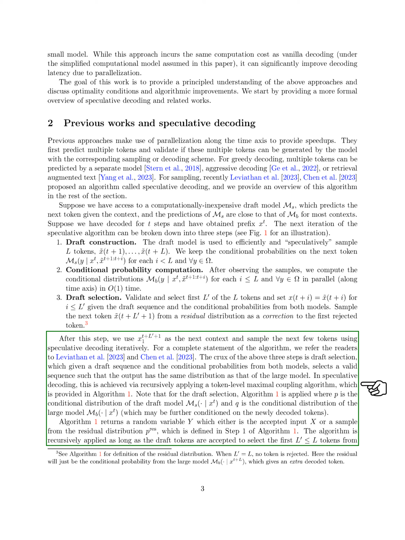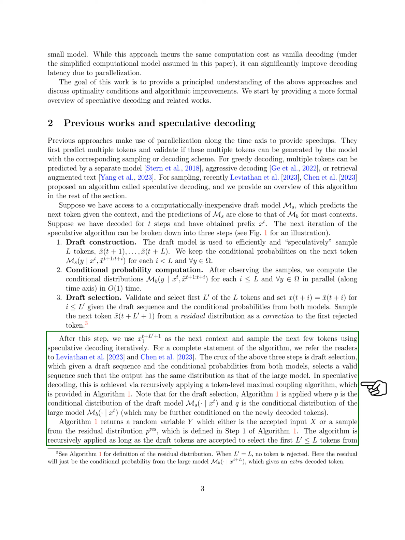In speculative decoding, this is achieved via recursively applying a token-level maximal coupling algorithm. This algorithm is applied where the conditional distribution of the draft model and the large model may be further conditioned on the newly decoded tokens. The algorithm returns a random variable which either is the accepted input or a sample from the residual distribution. The algorithm is recursively applied as long as the draft tokens are accepted to select the first few tokens from the draft model. For the first rejected token, the sample from the residual distribution is used as a correction.